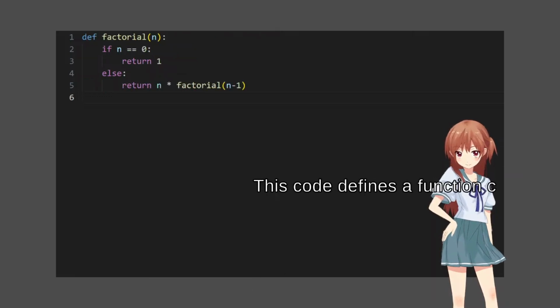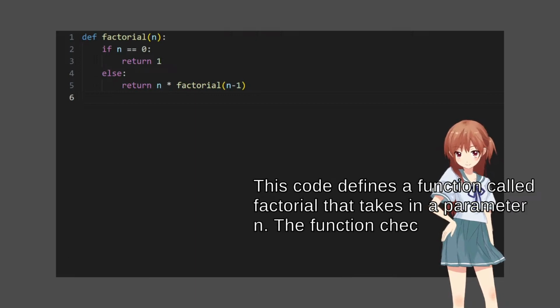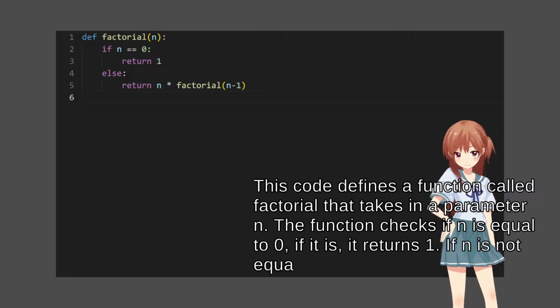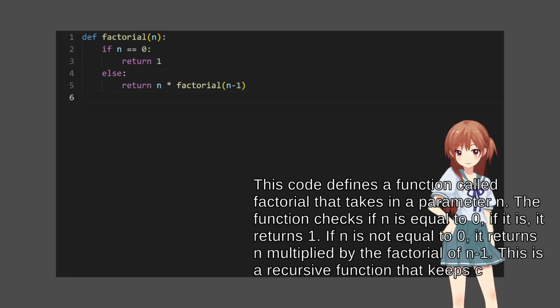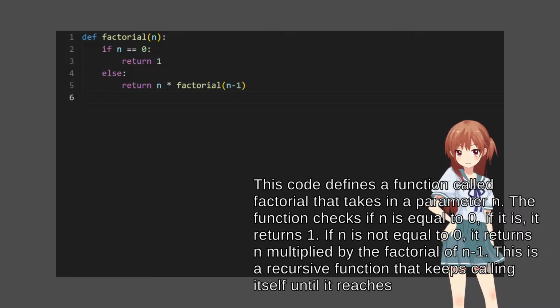This code defines a function called factorial that takes in a parameter n. The function checks if n is equal to 0. If it is, it returns 1. If n is not equal to 0, it returns n multiplied by the factorial of n-1. This is a recursive function that keeps calling itself until it reaches the base case of n equals 0.